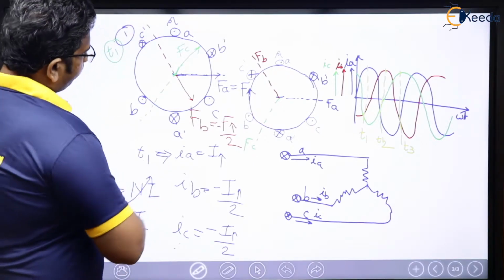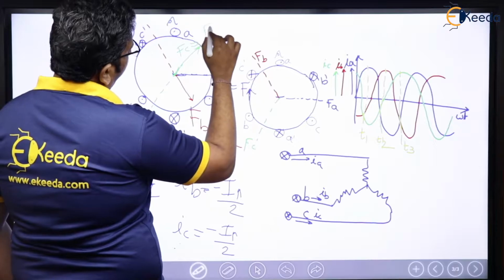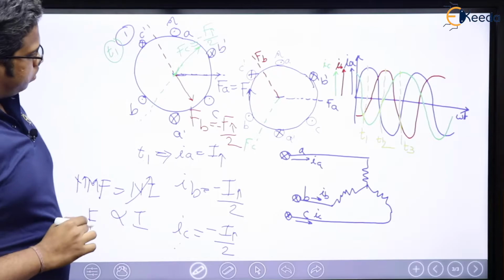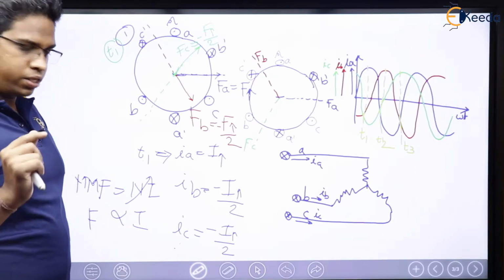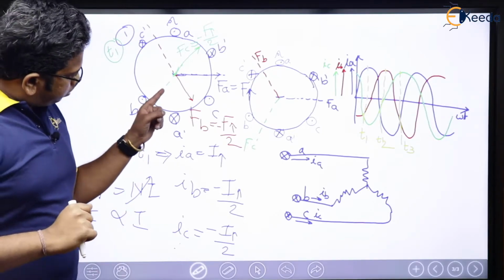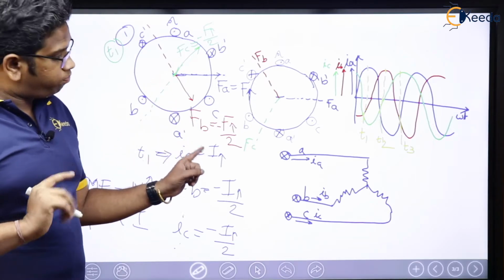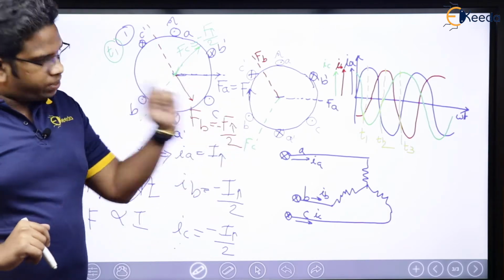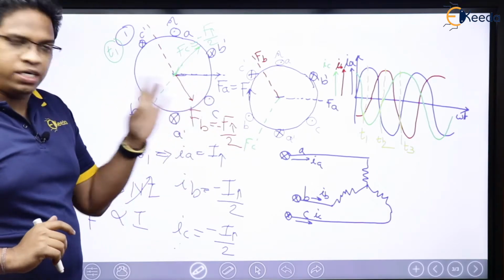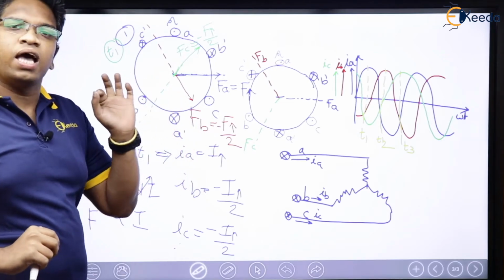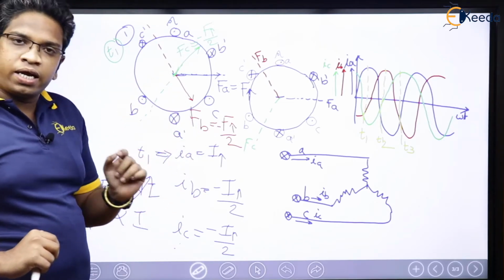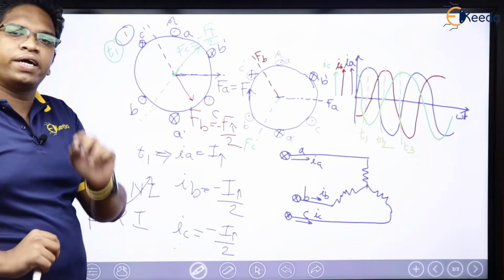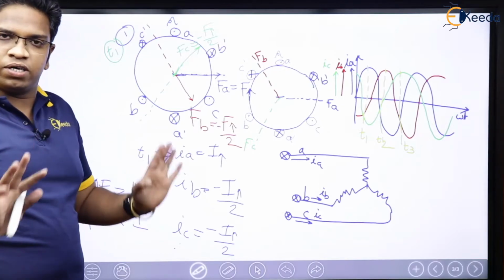Right, and this FC will be equal to what? Half of negative maximum. Now see here, stay tuned, very important. This is FB, actual FB at time interval T1. This is FC at actual time T1, and this is FA at T1. At T1, FA is F maximum, FB is negative of half of maximum, and FC will be half of negative maximum. From this discussion we have understood it, no problem.